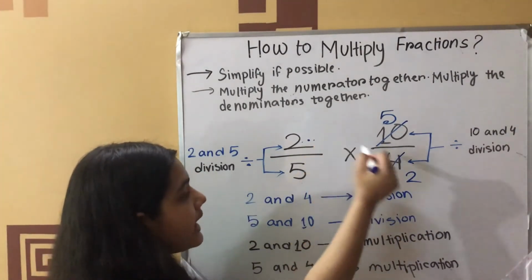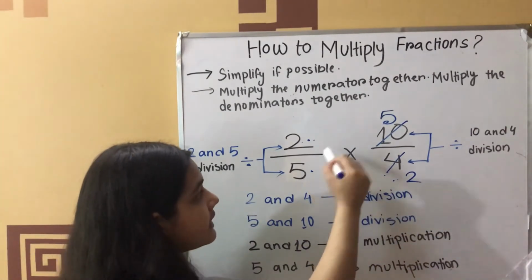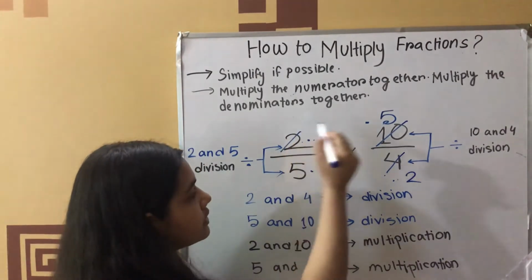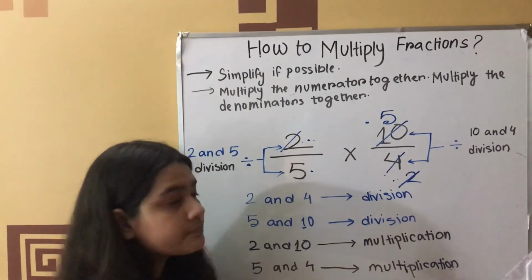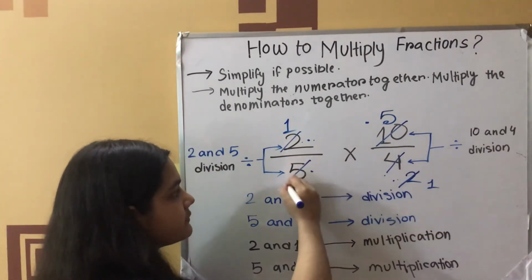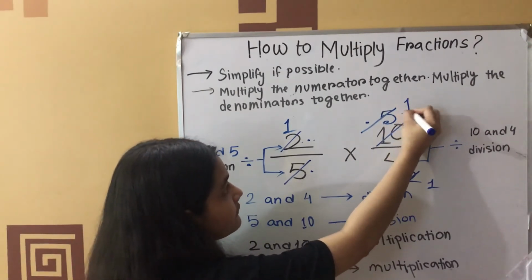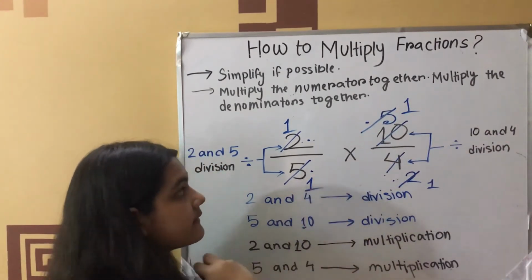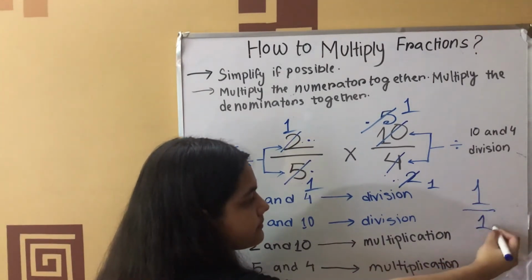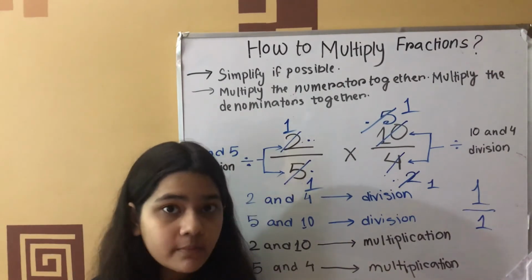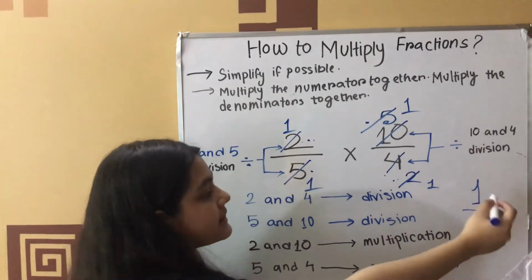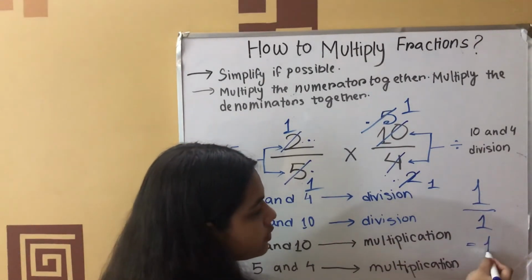The relation between 2 and 2 is division. 5 and 5 is also division. So we can cut 2 and 2 by 2. 2 1s are 2, 2 1s are 2. And 5 and 5 by 5, 5 1s are 5, 5 1s are 5. Our result is 1 by 1. And if the denominator is 1, then that number is a whole number. That means the answer is 1.